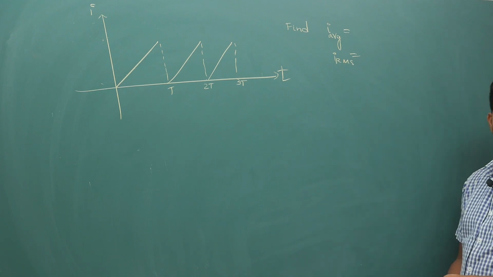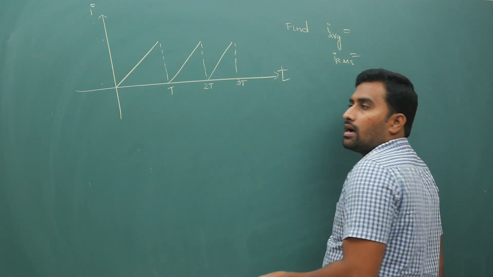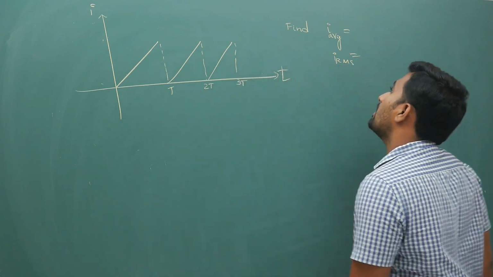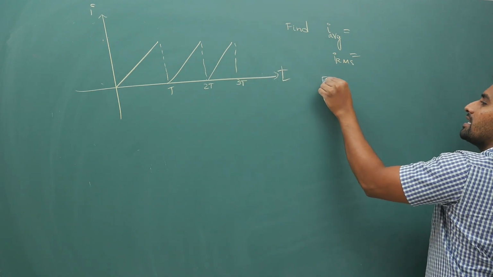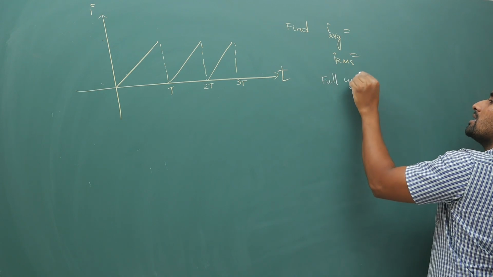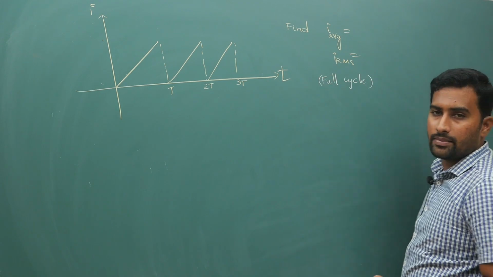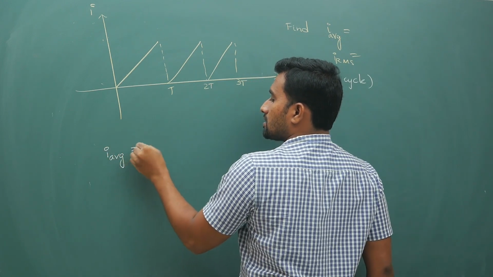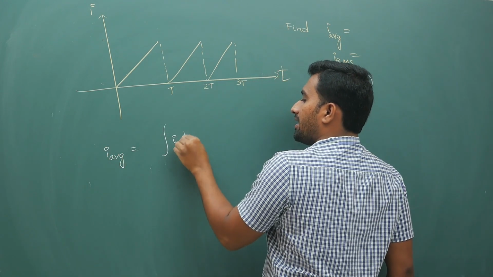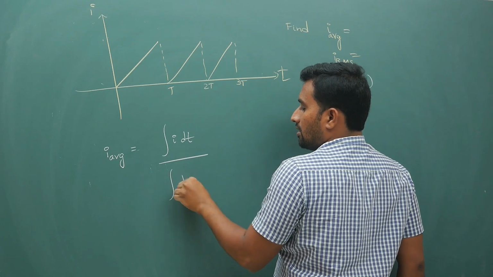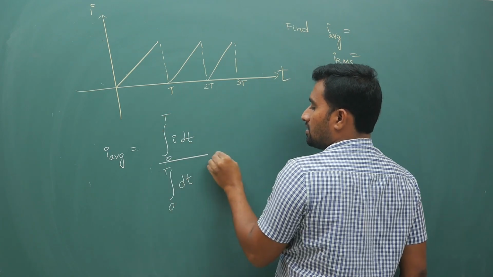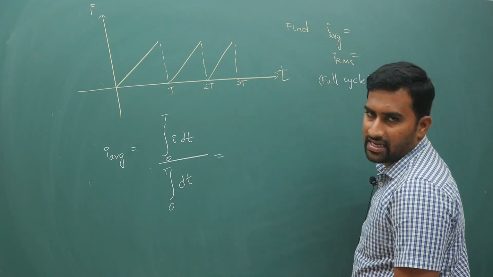Now what are you supposed to do? I average is for the full cycle. Of course I should mention the time interval. It is for the full cycle, so depending upon the cycle you have to go for your limits. So your I average value is the integral of I dt divided by the integral of dt from 0 to T. This is nothing but the area of the I-t graph.